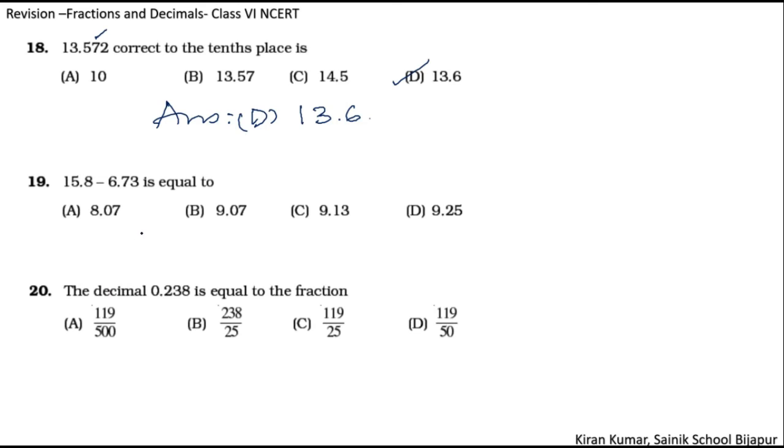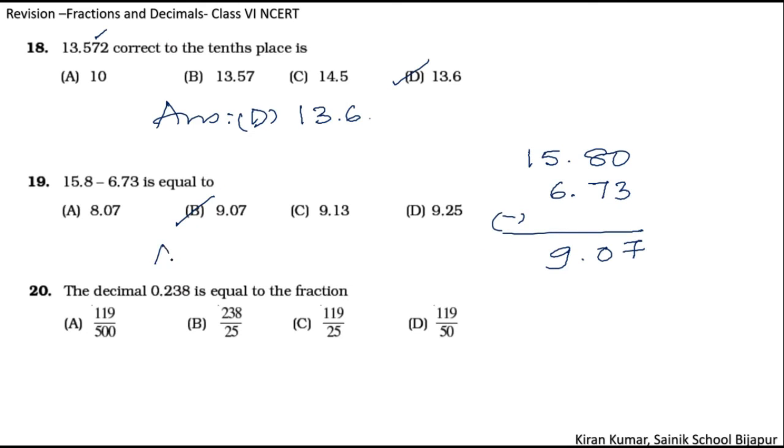Now 15.8 minus 6.73 is equal to, I need to write this 15.80 and 6.73, then subtract. So 10 minus 3 will be 7, 7 minus 7 is 0, 15 minus 6 is 9, so 9.07. 9.07 is there in option B, so the right answer is option B, 9.07.